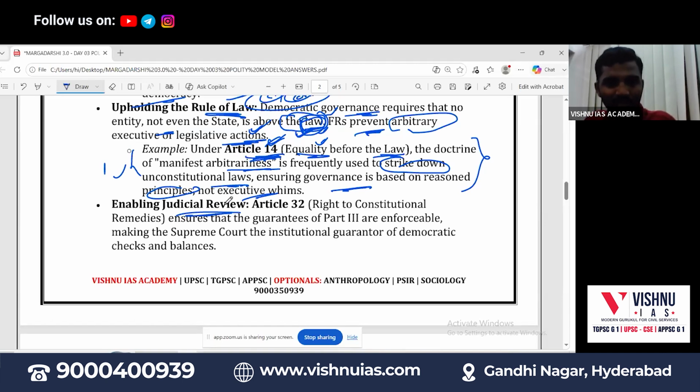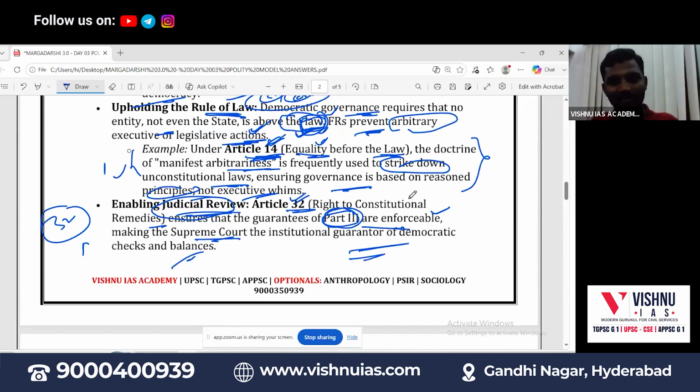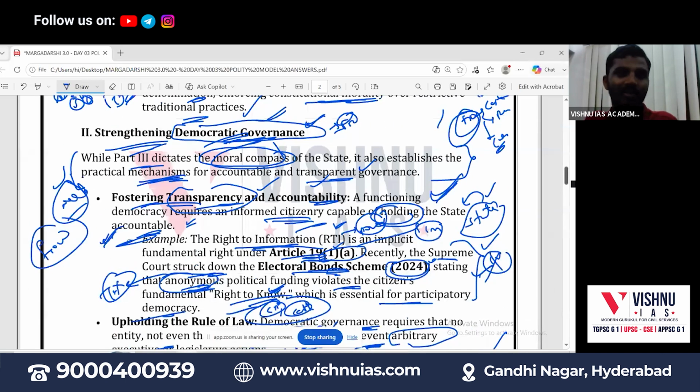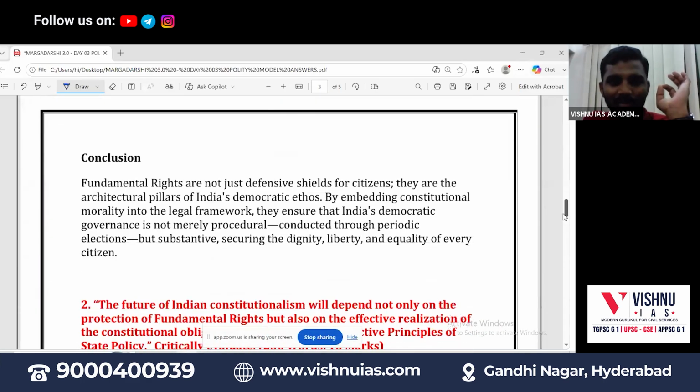Next, judicial review. The Supreme Court has this judicial review under Article 32. Yes or no? So Article 32, right to constitutional remedies, ensures what? The guaranteed part of the fundamental rights, which is enforceable. Now the Supreme Court enforces these fundamental rights by using Article 32. So that is like an institutional guarantor of the democratic checks and balances. So you can write one point: rule of law is upheld. Number two, judicial review is possible. Only then is democratic governance possible. And third one, transparency and accountability is possible with fundamental rights. So this is how you can build an answer.